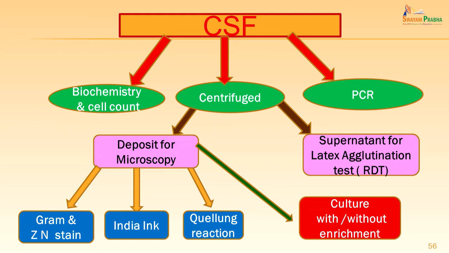The deposit can be used for microscopy and culture. The deposit is stained by Gram and ZN. The Gram will give you an idea of the appearance and morphology of the organism. The ZN will give you an indication if Mycobacterium tuberculosis is there in the sample.